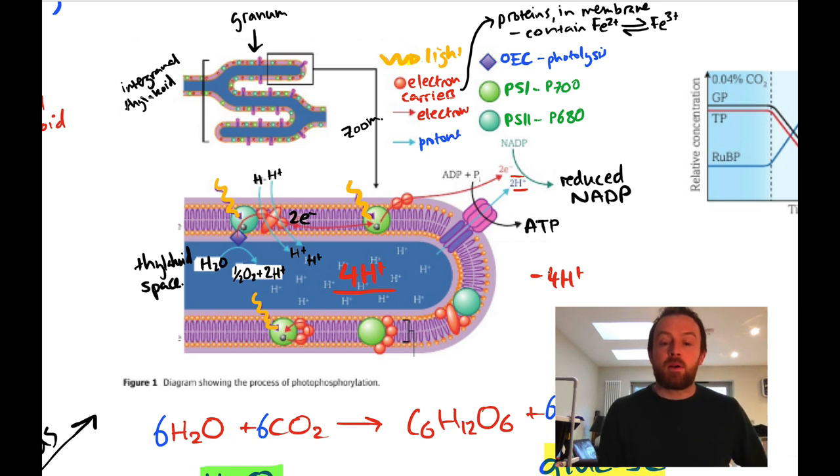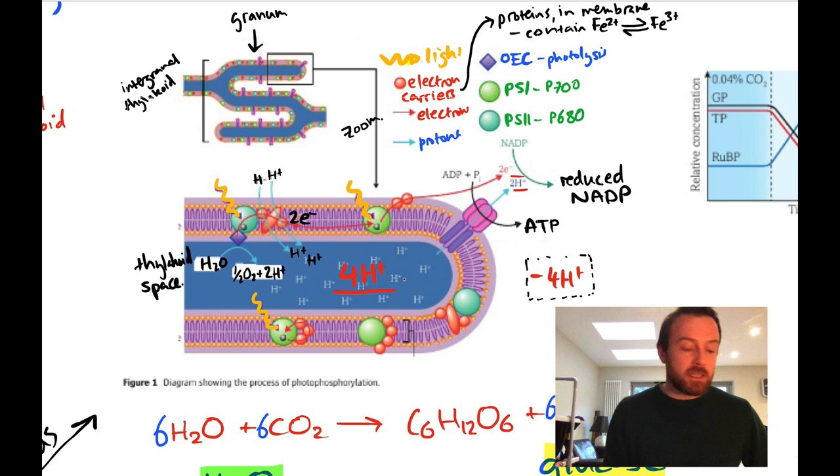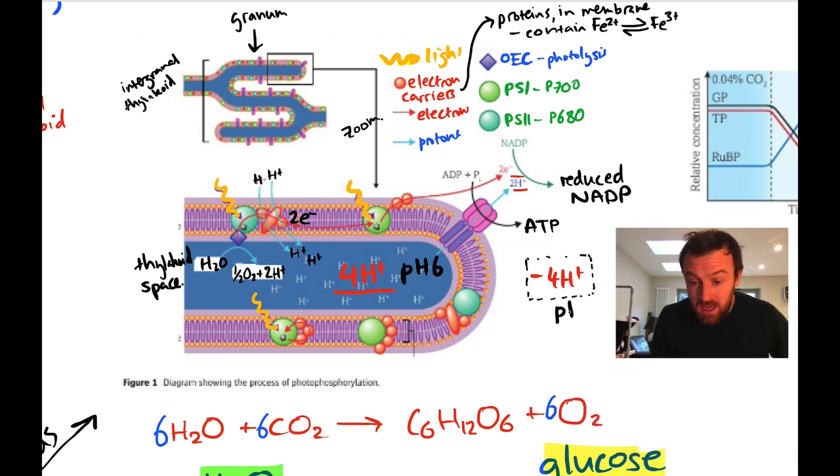So we have a gradient, a big gradient. We've got four hydrogen ions taken away from this side, and four hydrogen ions added to this side. That means we have a huge gradient. And I have forgotten to look up the pHs. Pause for 1 second. So I found those. This gradient is so big that the pH in here is around pH 6, and the pH out here is about pH 8.